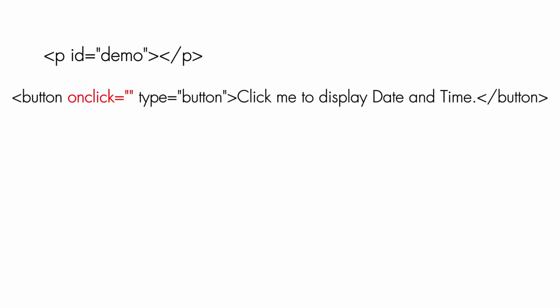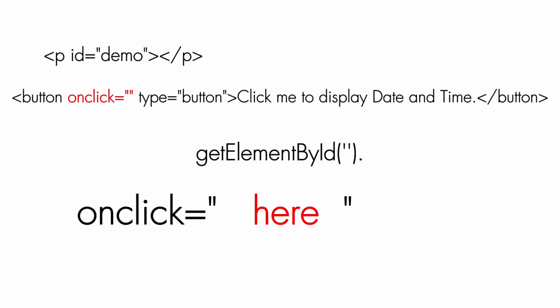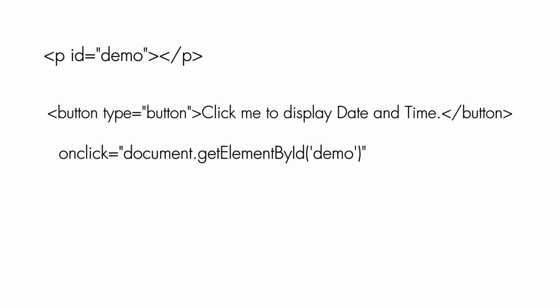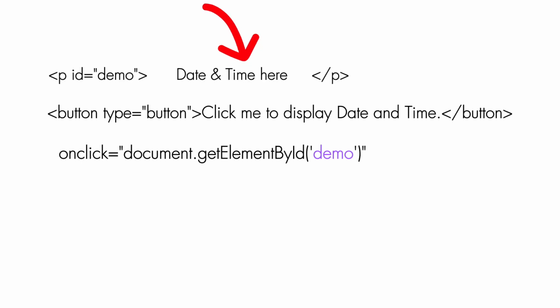Then we use the JavaScript method, which is called getElementById, inside the event listener. To use this method we always write document.getElementById and write the ID of the element inside the parentheses. Here it is called demo. Now we say what we want to do with this element, which is called demo. We want to show date and time inside the p tag with the ID of demo.